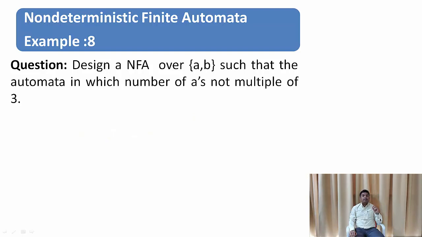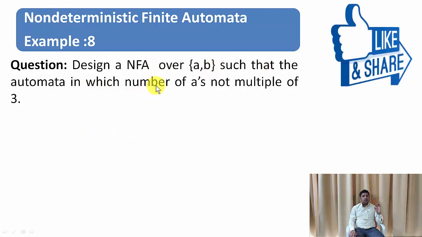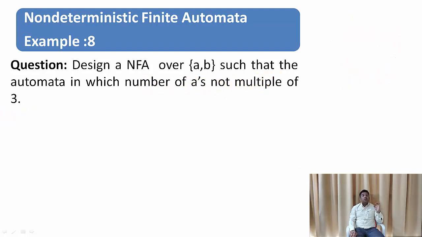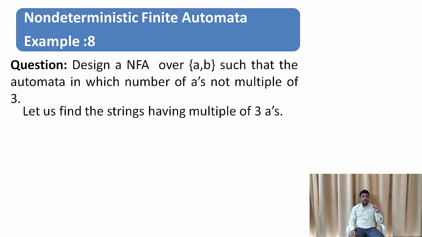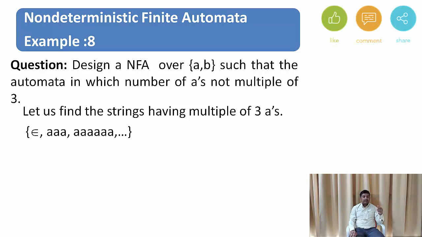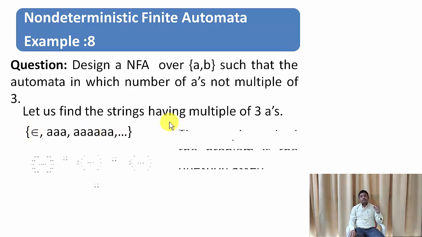Let us do one more problem. Design an NFA over A and B such that the automata accepts strings in which the number of A's is not a multiple of 3. We have to use here the operations that we have discussed for DFAs. So let us first try to find the strings having a multiple of 3 A's. So we can have epsilon, we can have 3 A's, we can have 6 A's, and so on.